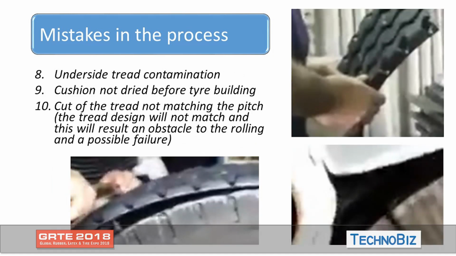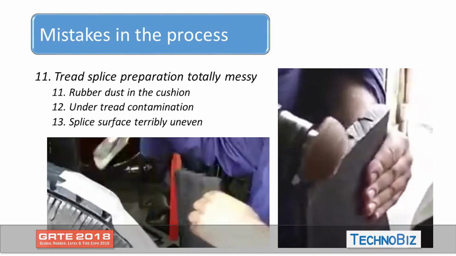Underside of the tread contamination. You can see here they take the strip, the new strip, with the hand. This is not possible. The tread was already prepared. Again, the cushion was not dried before. I'm sorry, in this presentation I cannot see perfectly what the reality is. But when they put the new tread on top of these casings, the tire was still totally wet. Okay. I still have 1 minute. Next one.